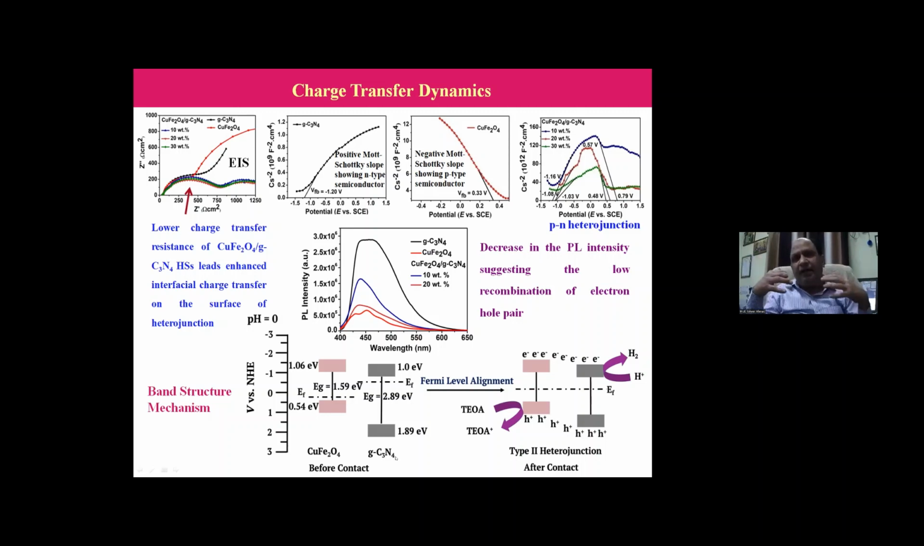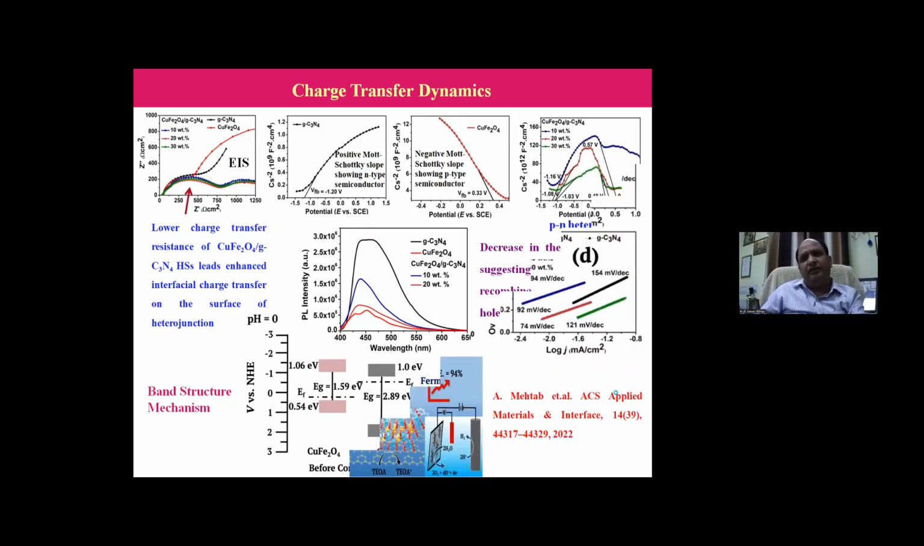When you mix these two moieties, Fermi level alignment occurs, and during this alignment, the electrons of the conduction band of copper ferrite tunnel from here to the conduction band of the graphitic carbon nitride, whereas the holes from the valence band of the graphitic carbon nitride tunnel to the valence band of the copper ferrite, where they oxidize the triethanolamine, and these electrons are used to reduce H plus into hydrogen gas.